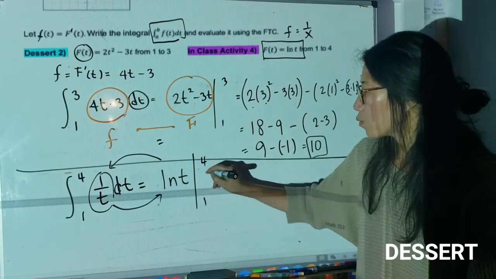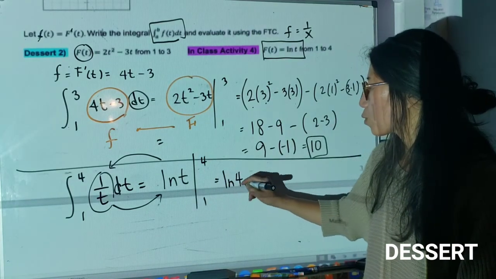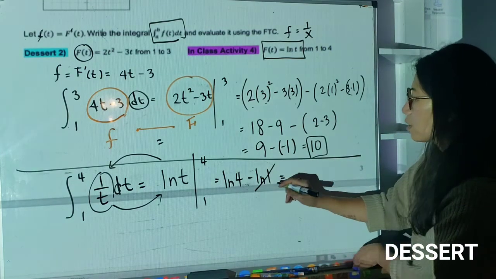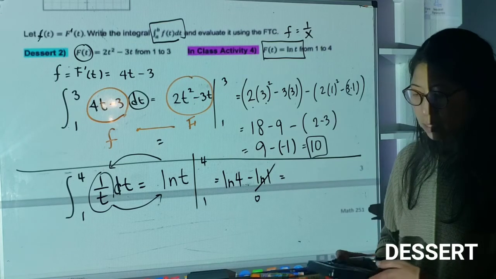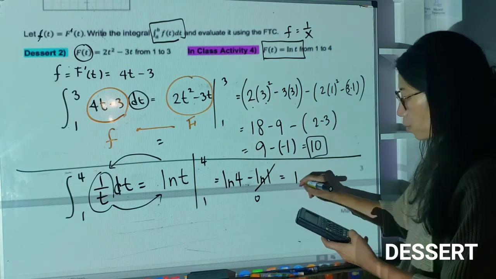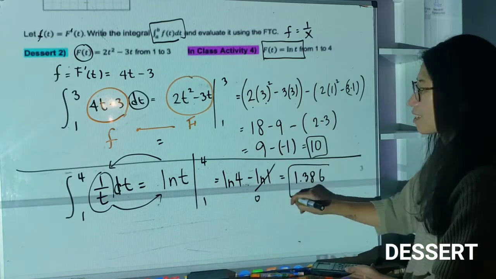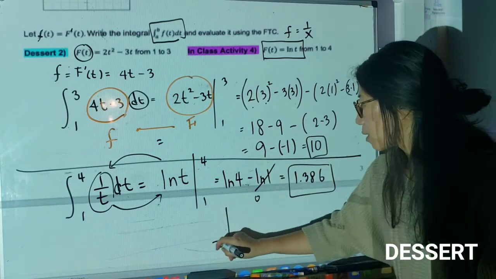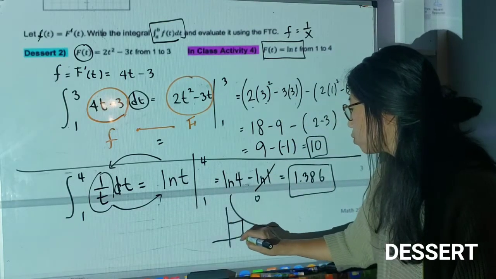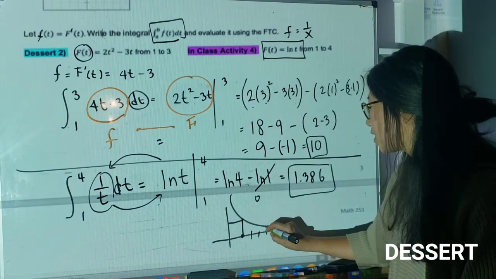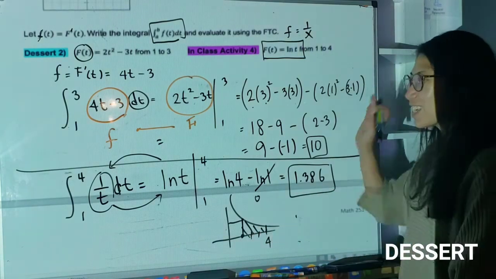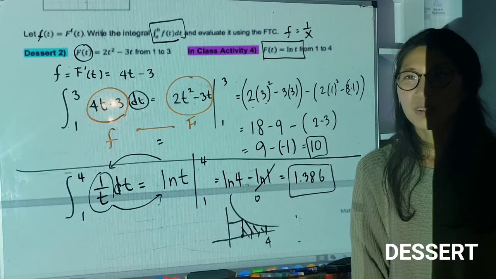From 1 to 4, you need to put natural log 4 minus natural log 1. And do you know that natural log 1 is actually 0? So your answer is natural log 4. I get 1.386. So that's the area. What does that mean? If you graph this one from 1 to 4, this area is 1.386. Okay, so this is it about the fundamental theorem of calculus.